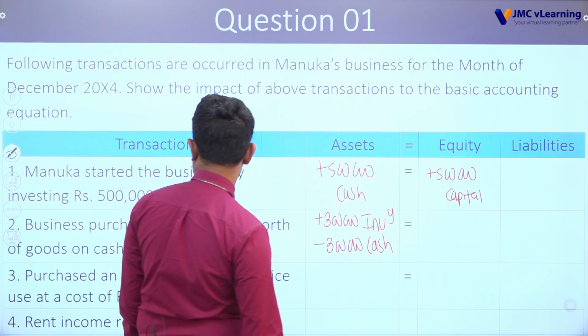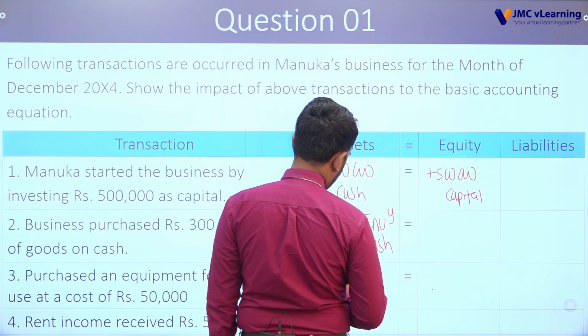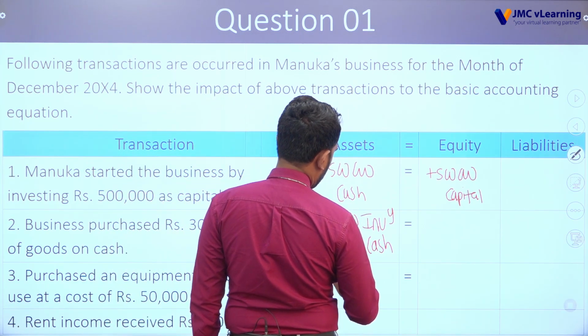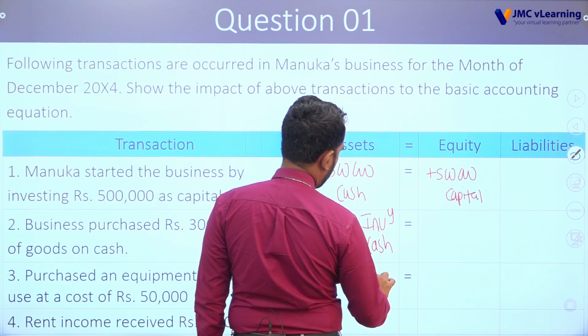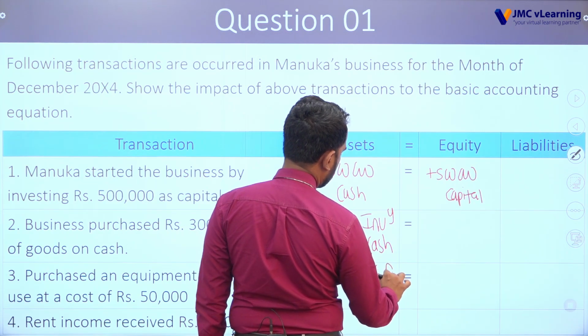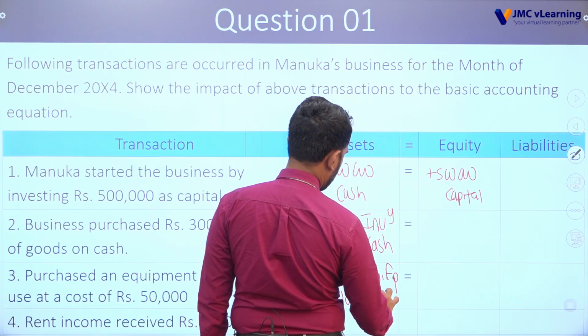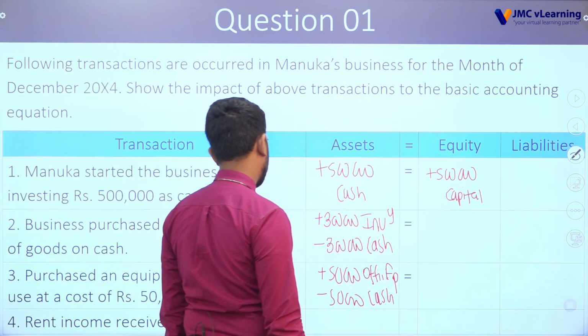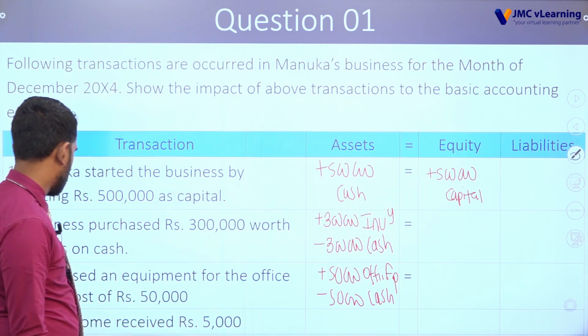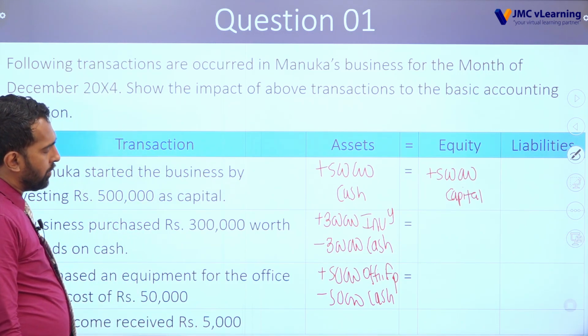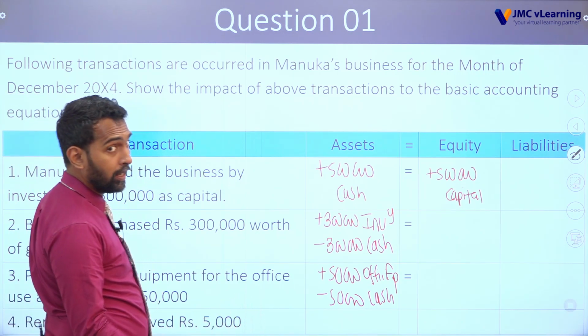Purchased equipment for office use at a cost of 50,000. You are purchasing equipment for office use at a cost of 50,000. So what will happen? By 50,000, your office equipment will increase. And by 50,000, cash will come down.